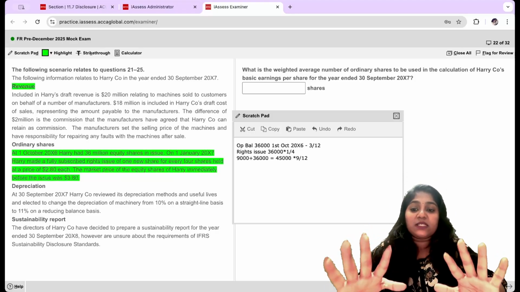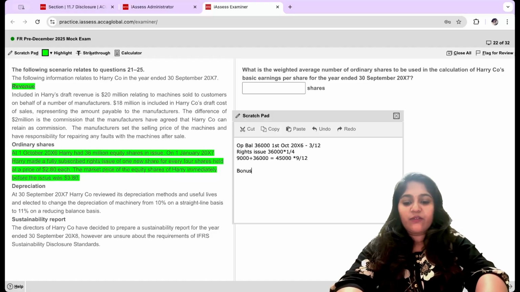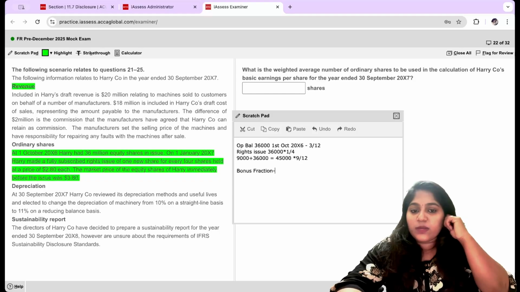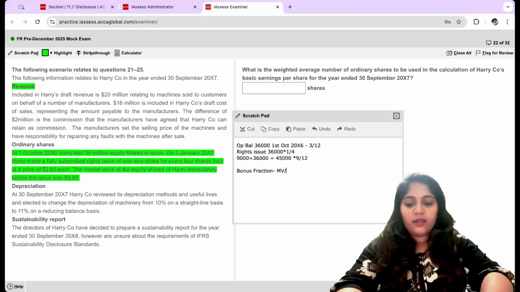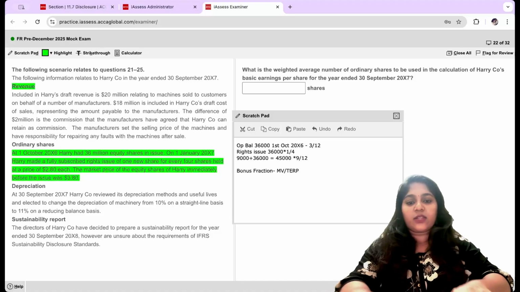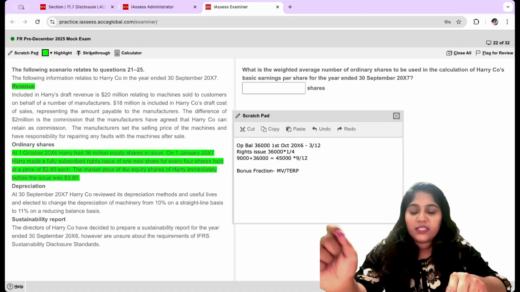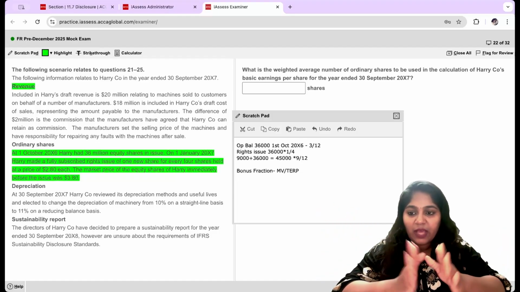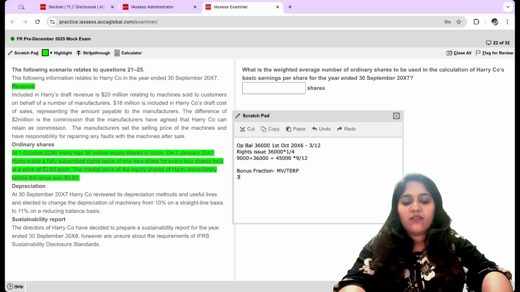But now, since there is a rights issue, it's my job to calculate the bonus fraction for the rights issue. How do we calculate the bonus fraction for a rights issue? It is the market value of the share divided by the theoretical ex-rights price. Read the next one. So we have made the rights issue at $2.8 each, but the market price of the equity shares of Harry immediately before the issue was $3.8. Market value is 3.8. But how do we calculate TERP?